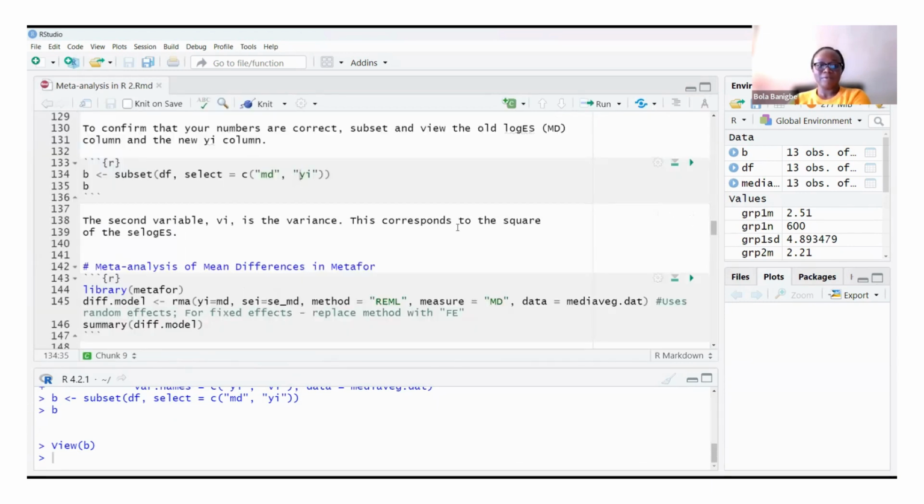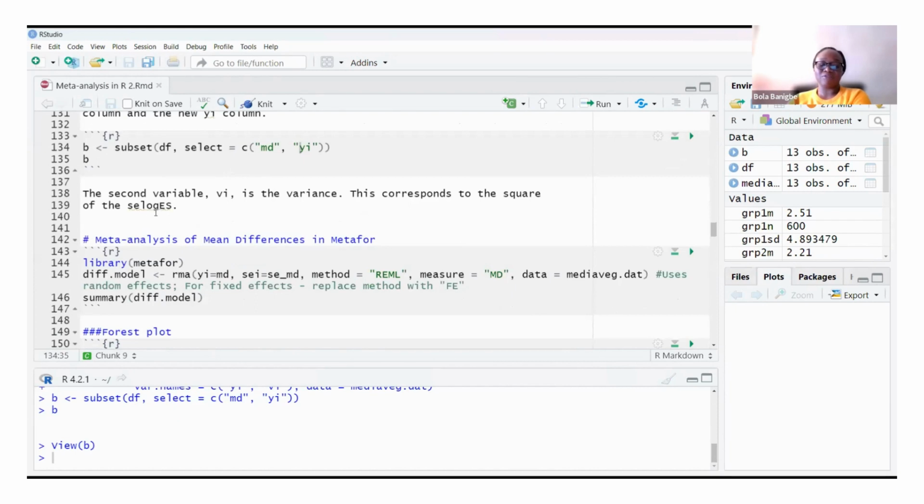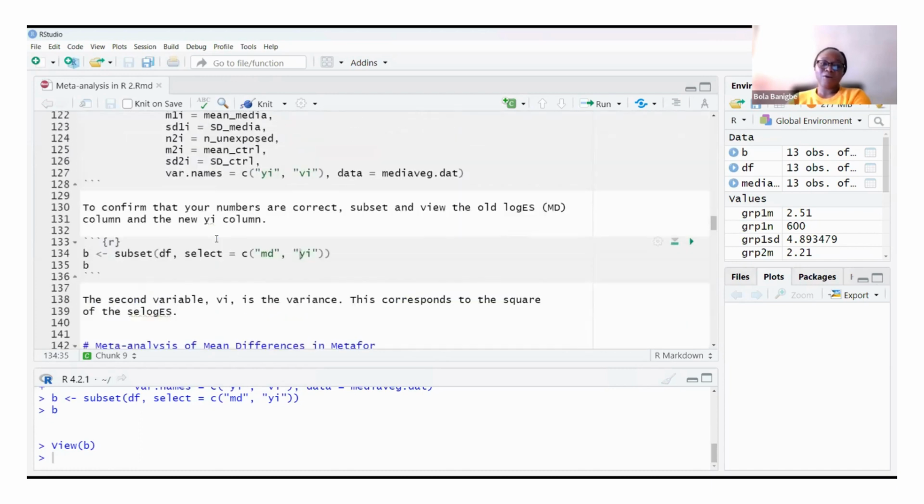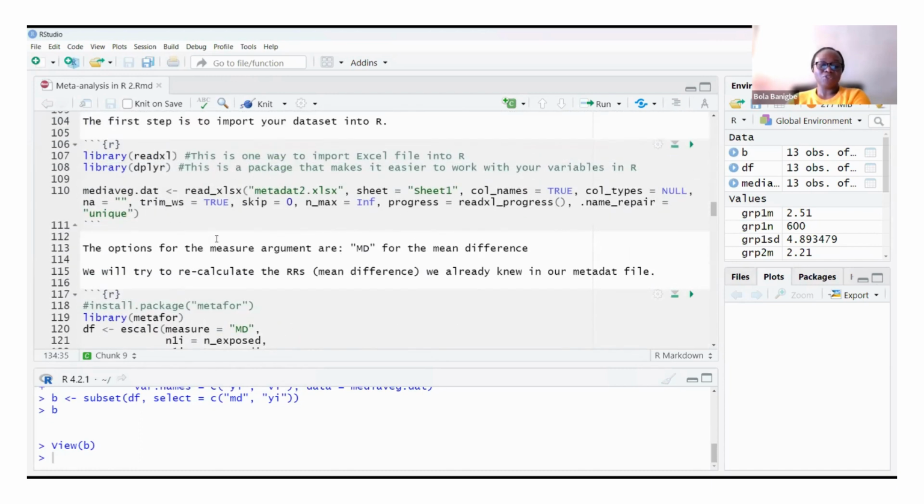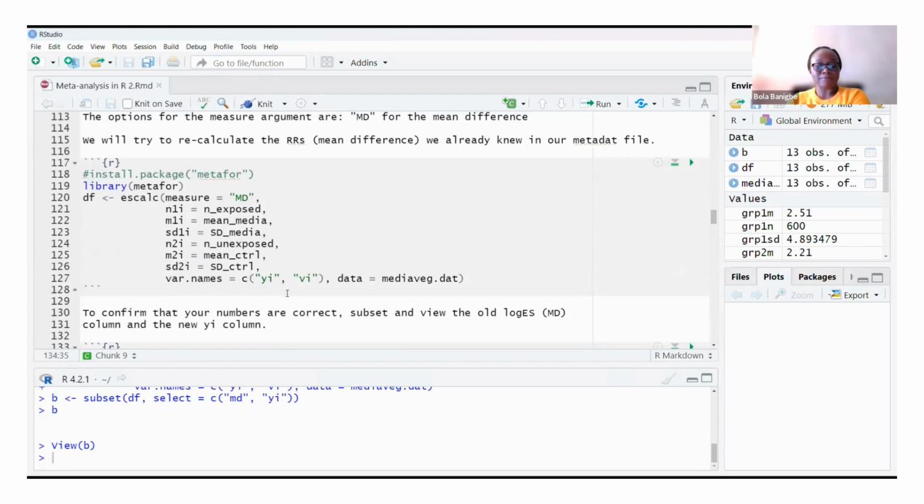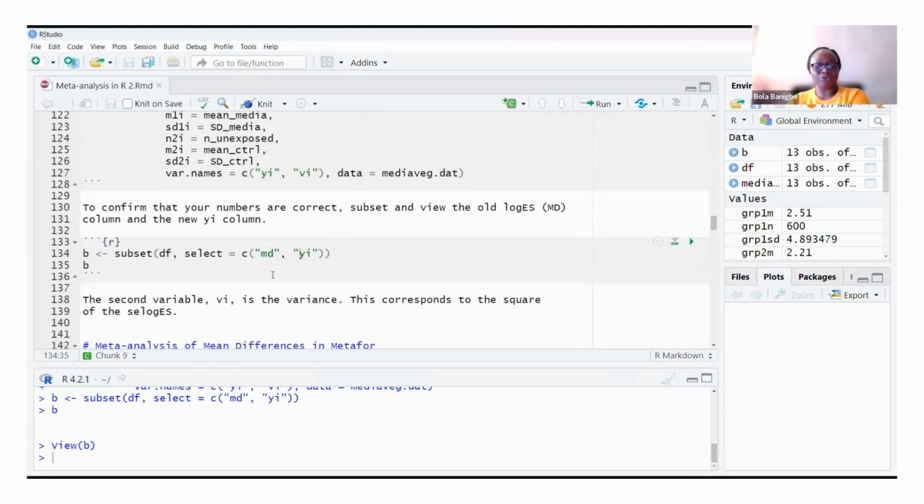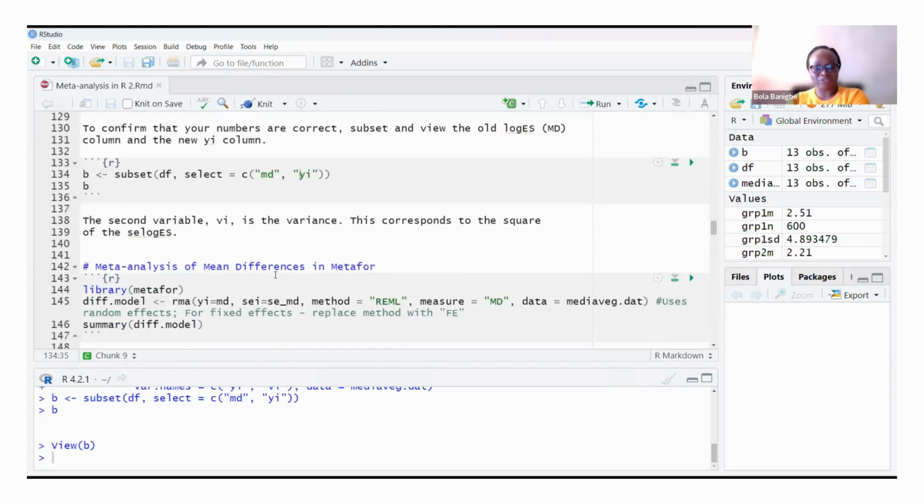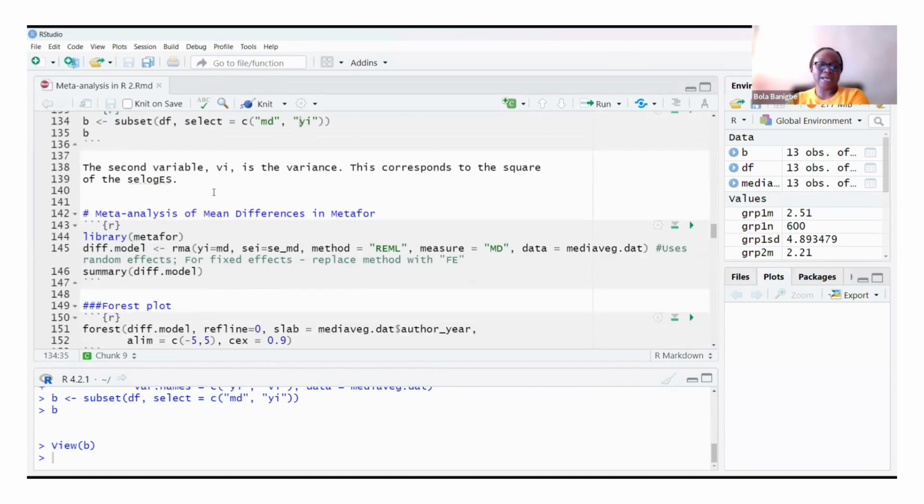Okay. The second variable, VI, is the variance, which is the square of the standard errors of the log of the effect size. So now we're going to use metafor to do the meta-analysis itself. What we've done up to this point is go through the steps as if you were doing this by hand, if the data had not been extracted into the Excel sheet for you. So now we're going to do the meta-analysis itself.